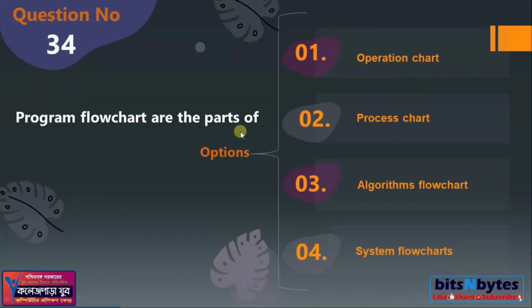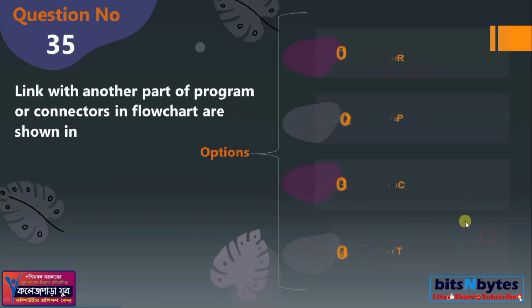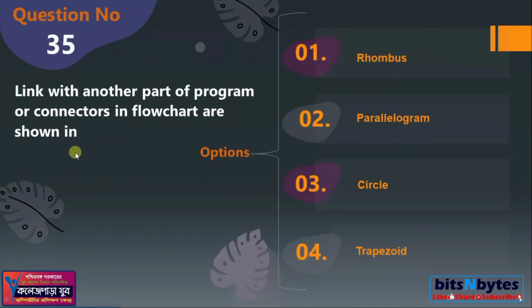Question 34. Program flowcharts are the parts of: 1. Operation chart, 2. Process chart, 3. Algorithms flowchart, 4. System flowcharts. Answer: algorithms flowchart.